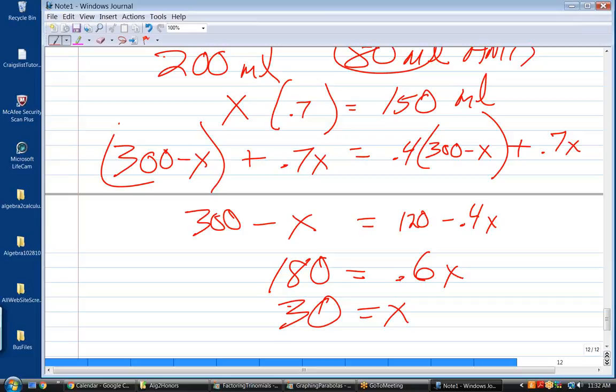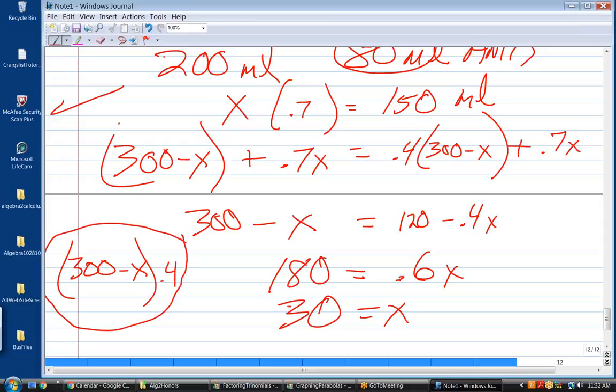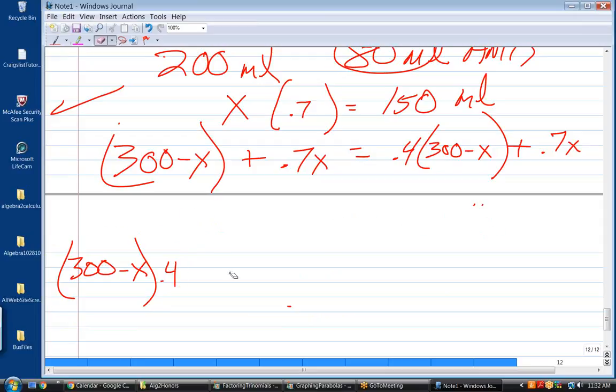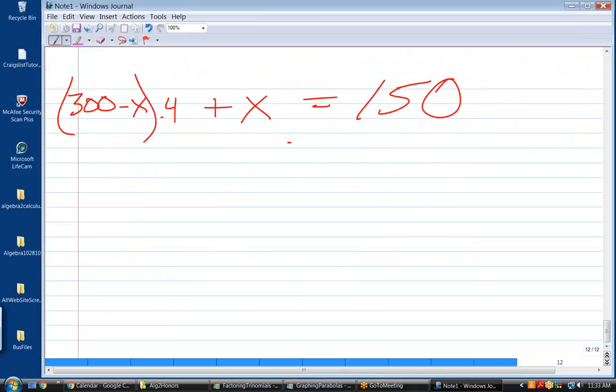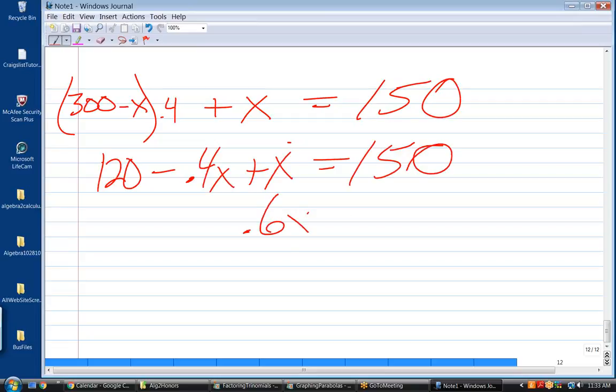Oh, we know the final amount of antifreeze has to be 150. So whatever equation I'm going to come up with has to equal 150. Well, I can do that. The amount of antifreeze we have has to equal 150. Well, if x represents the amount I drain, I've got to multiply that by 0.4, because that's the amount of antifreeze I'm going to have after I drain x amount of it out. Then I'm going to add fluid that's pure antifreeze, and that has to equal 150. That's going to let me solve it. We get 120 minus 0.4x plus x equals 150. This is 0.6x equals 30, x equals 50.